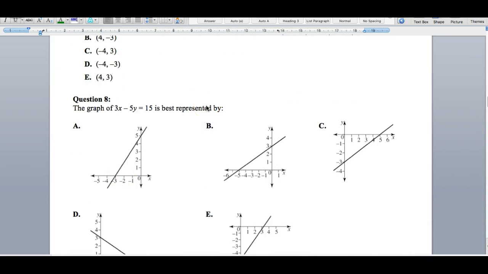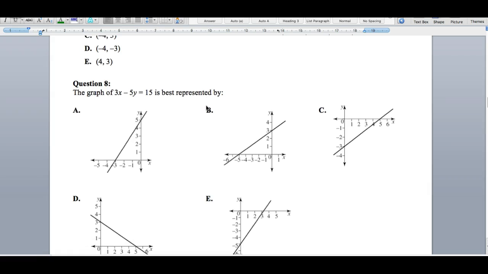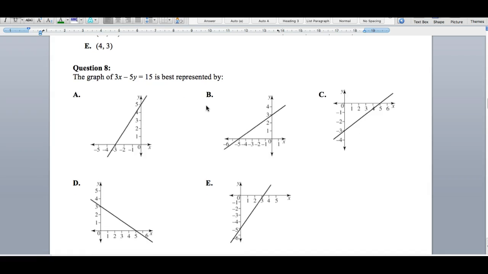The graph of 3x minus 5y equals 15 is best represented by. Now, how I would do this is find the x and the y intercepts, because it is in intercept form. So I'll show you that, and then I'll show you how to do it on your calculator. So remember your y-intercept. Let x equal 0. So if x is 0, that disappears. So -5y equals 15. That means when we solve that, we get y equals -3.